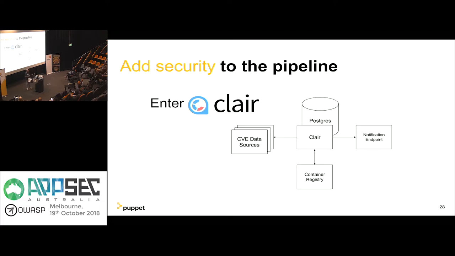So the first thing that we needed to do in a pipeline to deploy the container security was make sure that there were no vulnerabilities. So we used Clair. This project's awesome. It's kind of gone a little bit quiet since Red Hat acquired CoreOS. I'm not sure what's going to happen with it, but it was being updated fairly regularly.